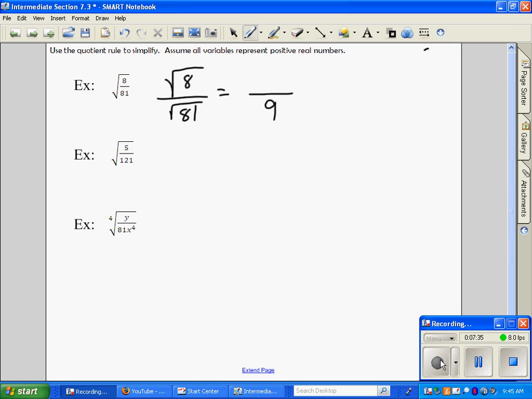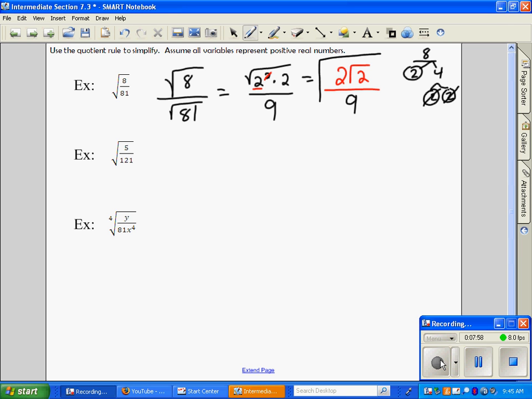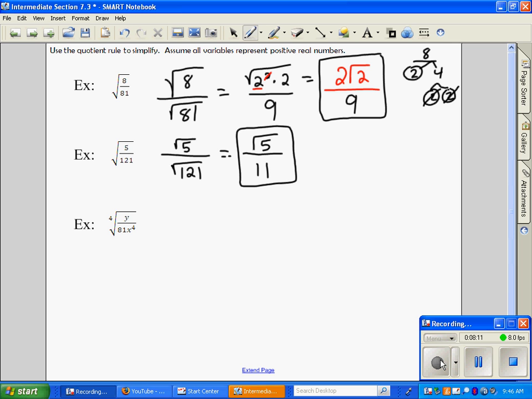It's just 9. Well, 8 is going to be 2 times 4, and 4 is 2 times 2. So we have 2 squared times 2 because we want to match our index. So we get a 2 square root of 2 up top, and we already did the square root of 81 is 9 on the bottom, and then that doesn't simplify any further. Next we have the square root of 5 over the square root of 121. The square root of 5 doesn't simplify, and the square root of 121 is 11, so we just leave it there.